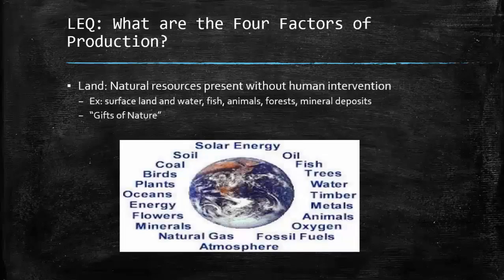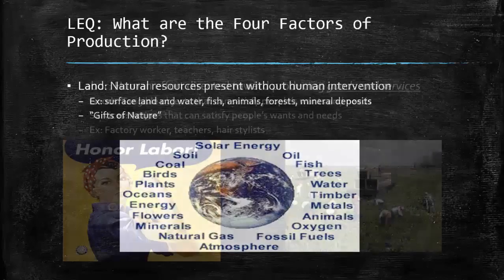So land is fairly simple. It is natural resources that are present without human intervention. So we're thinking things here like gifts of nature. Surface water, land, like the actual land that we walk on, fish, animals, forests, mineral deposits, things that are present without human intervention. So before humans ever started manipulating the Earth's crust, before we ever started walking on this planet, things that are present without our intervention. Natural resources, if you will, gifts of nature. Very simple. Let's move on.